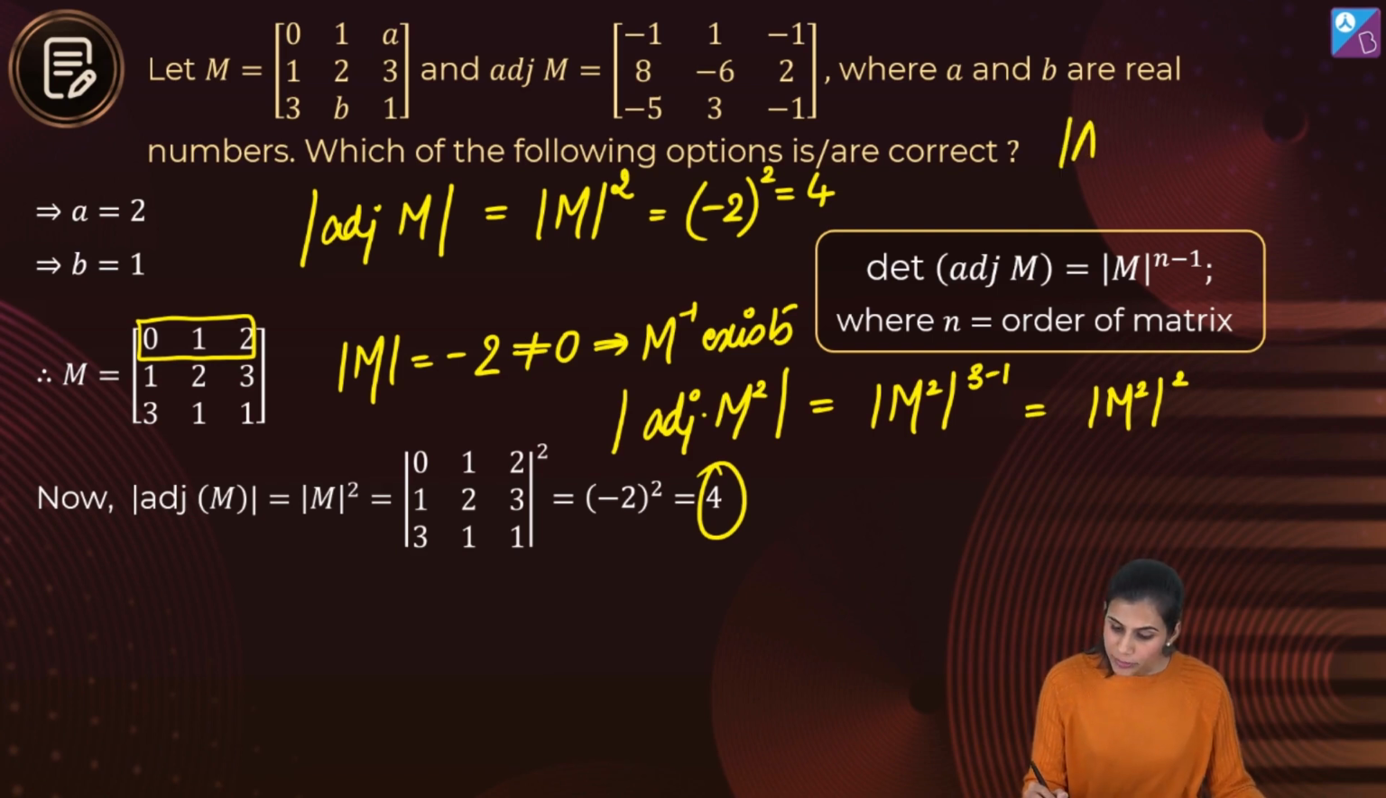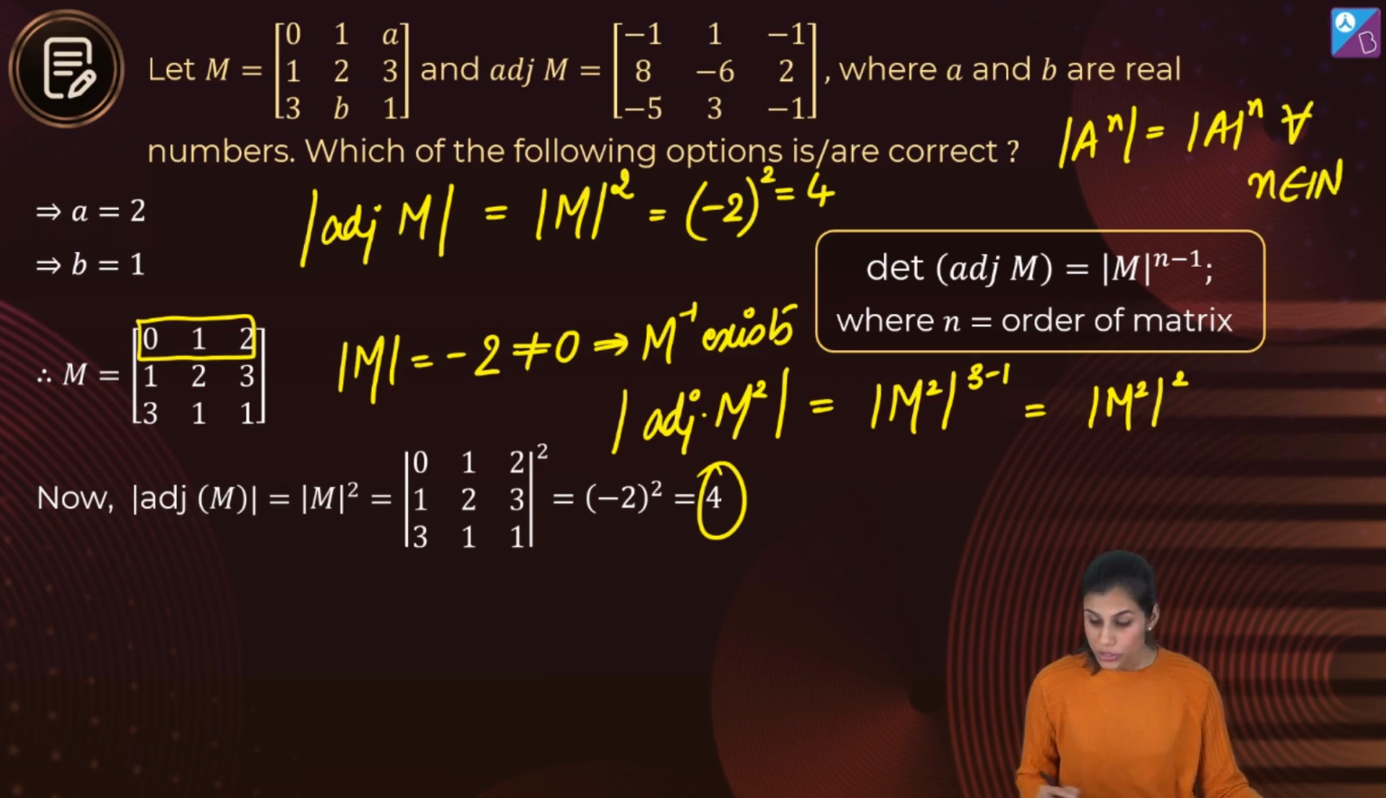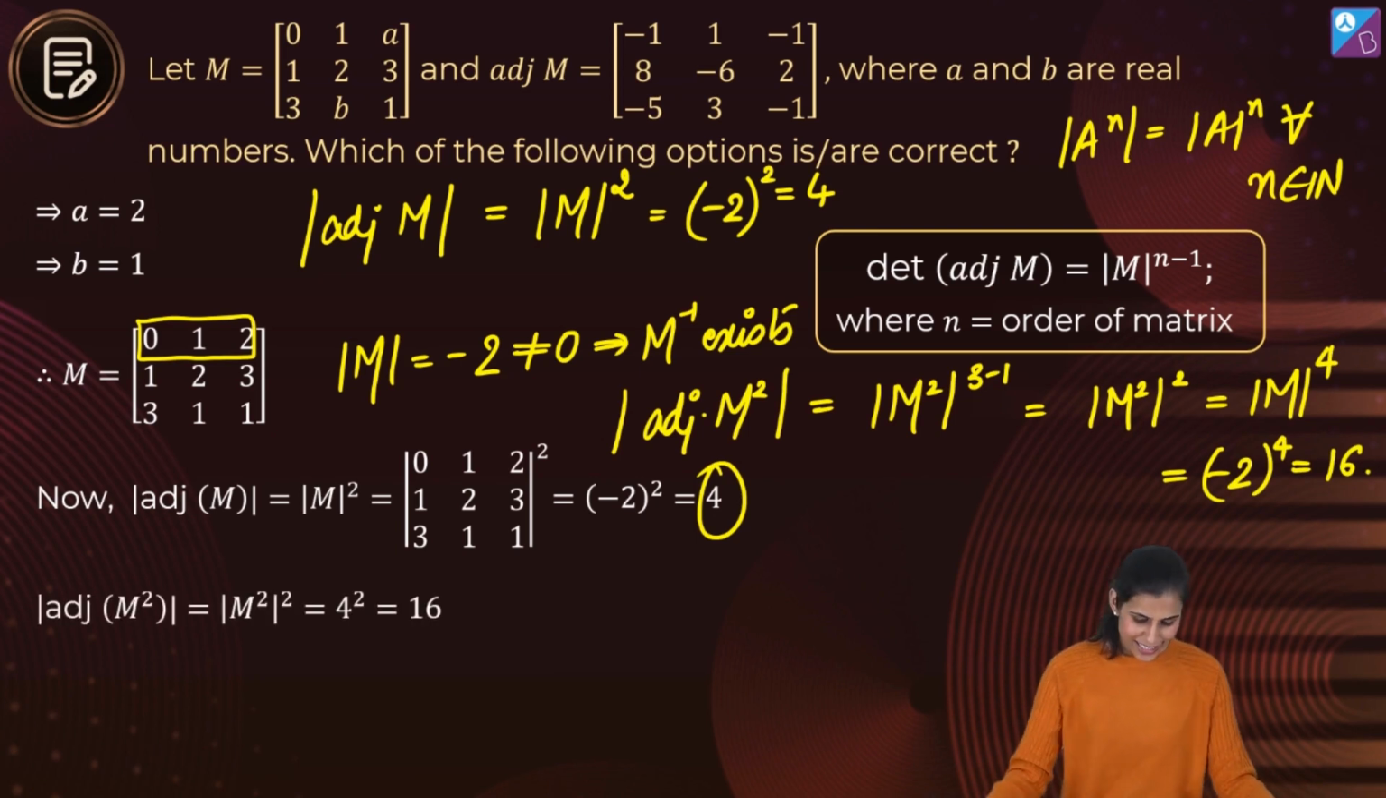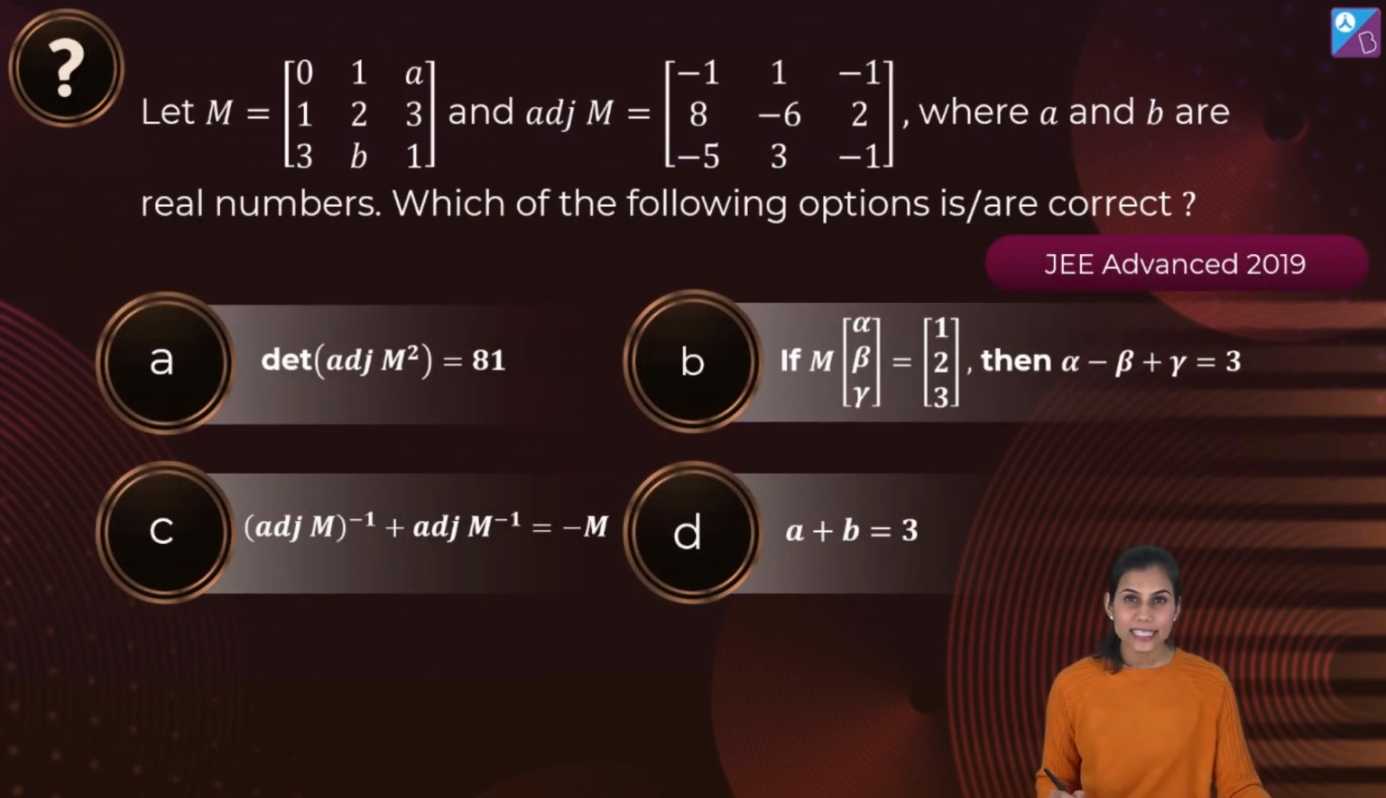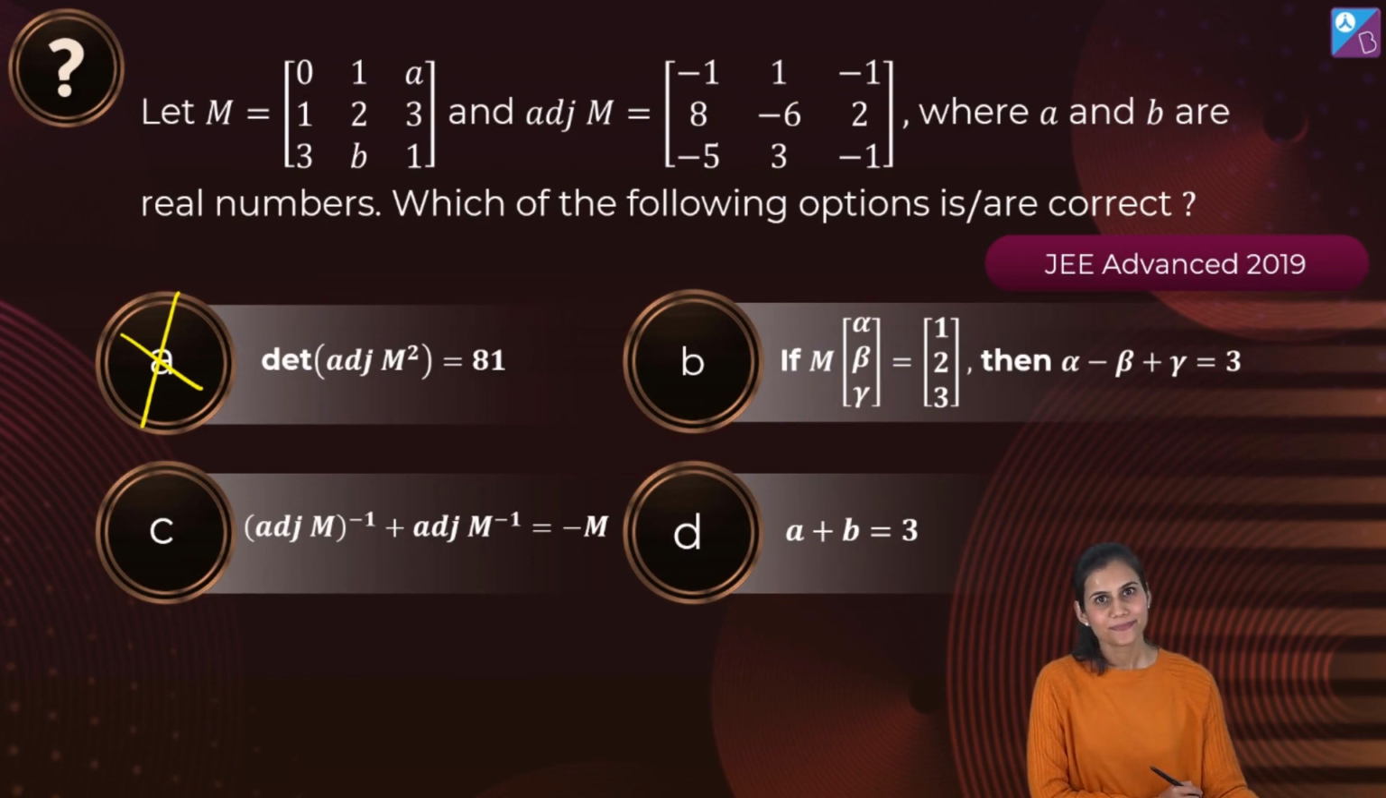But you know determinant of A to the power n is determinant of A whole to the power n for any n natural number. So what do you get in the next step? This is determinant of M to the power 2 times 2, that is 4. Now determinant of M we already know it is minus 2. So minus 2 to the power 4 will give you 16. Alright, that means determinant of adjoint of M square is coming out to be 16 and not 81. So option A is incorrect. Easy. Moving on to option B.